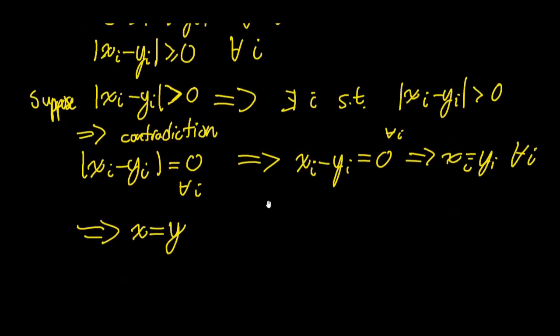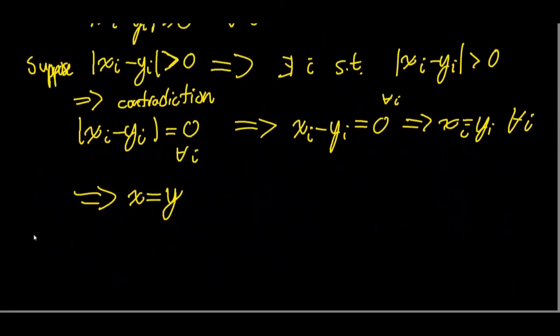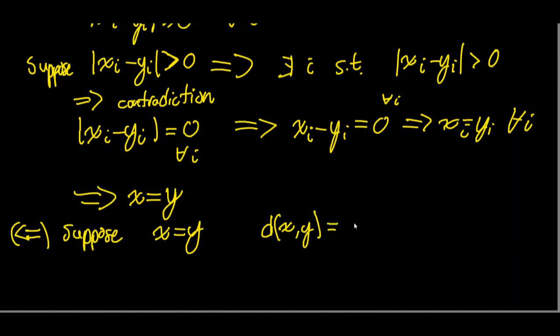So let's now go in the other direction, where we suppose x is equal to y, and then we want to prove that the distance between x and y is equal to 0. So we know that the distance between x and y is equal to the least upper bound of |x1 - y1|, |x2 - y2|, and so on. But since x is equal to y, each of the corresponding elements are equal. x1 is equal to y1, x2 is equal to y2, and so on.